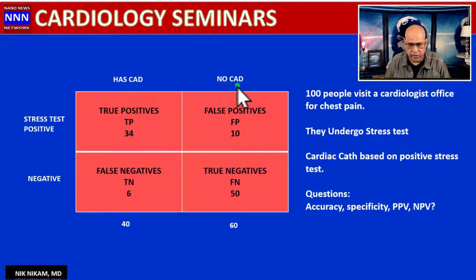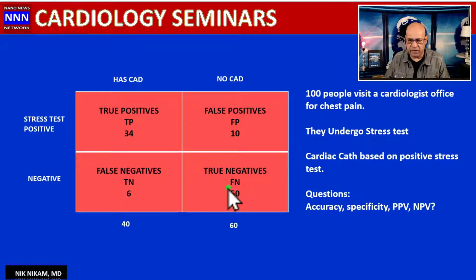Let's look at it. People who had no coronary artery disease and had a negative stress test, 50 of them had negative stress tests. That's a good number. So in other words, out of 60 people, 50 of them were correctly identified as having a negative stress test and a negative cardiac cath and no coronary artery disease. But these raw numbers won't help us to say, how am I doing? What do I need to do? How do I improve my predictive values?